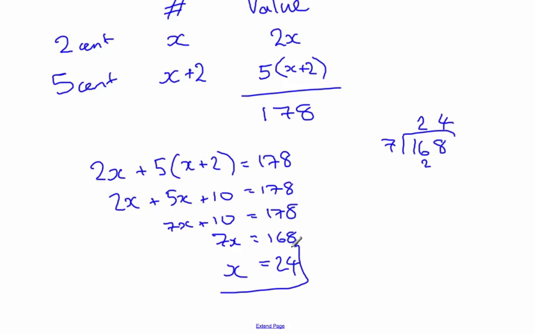So now what does 24 mean? X was the number of 2-cent coins that we had. So we have 24 2-cent coins.